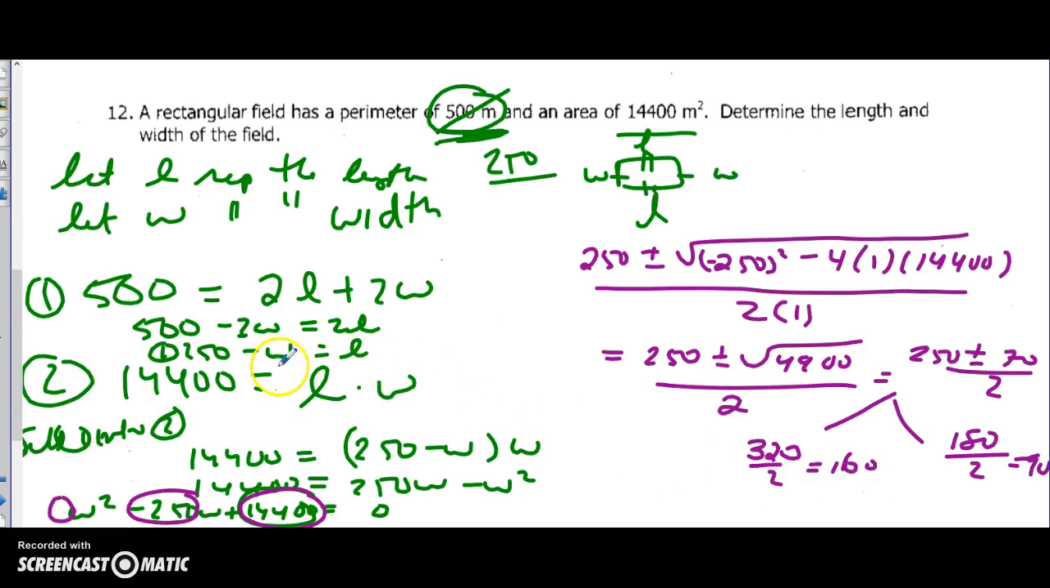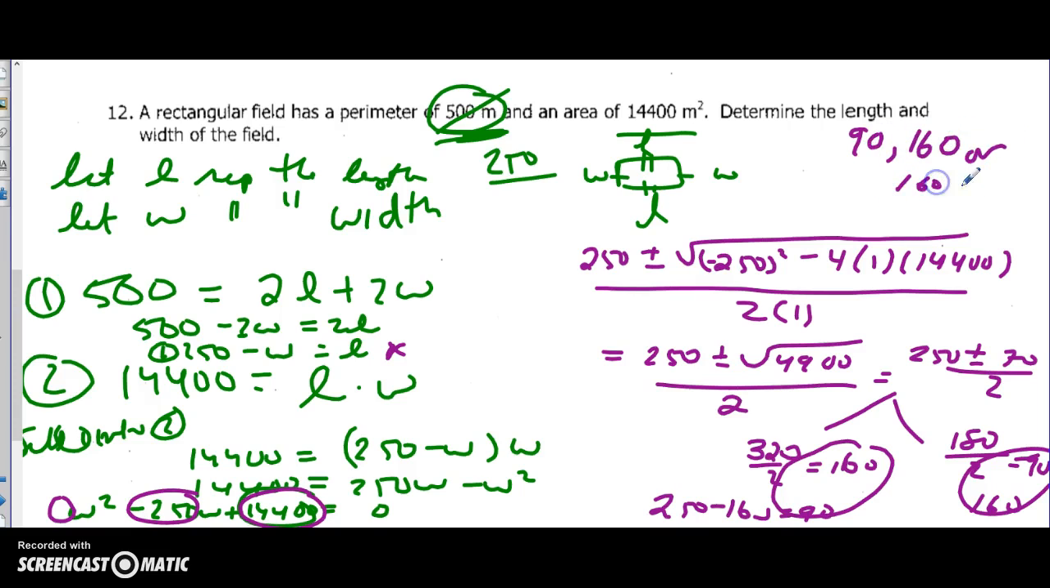If I go back and sub in here to figure out the other version, I go 250 minus W, so 250 minus 160, and that will give me 90. And you'll notice it's the same answers here, 160 and 90. And if you do the same thing on the other side, 250 minus 90 is 160. So your length is either 90 or your width is 90, and the other one is 160. So the length and width of the field are either 90 and 160, or 160 and 90.